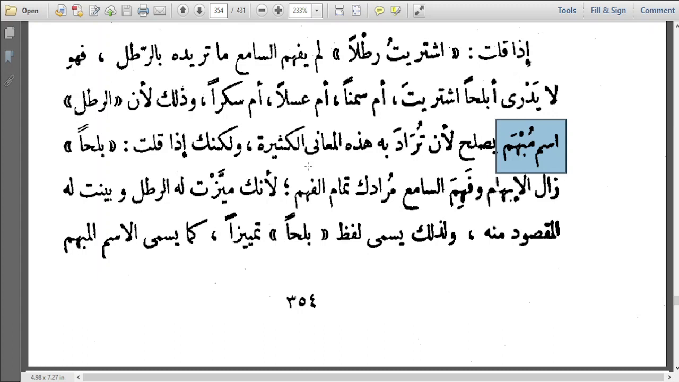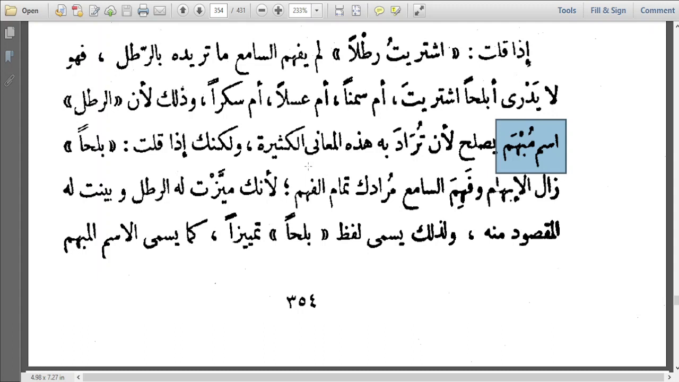It says ولكنك إذا قلت بلحا. But the moment you say balhan, you've clarified a pound of what that you bought. زال الإبهام. The ibham, the vagueness, goes away. وفهم السامع مرادك تمام الفهم. And the listener understands what you intend completely. لأنك ميزت له الرتل وبينت له المقصود منه. Because you've differentiated the ritl that you intend, and you've clarified to him what you intended by mentioning the ritl.